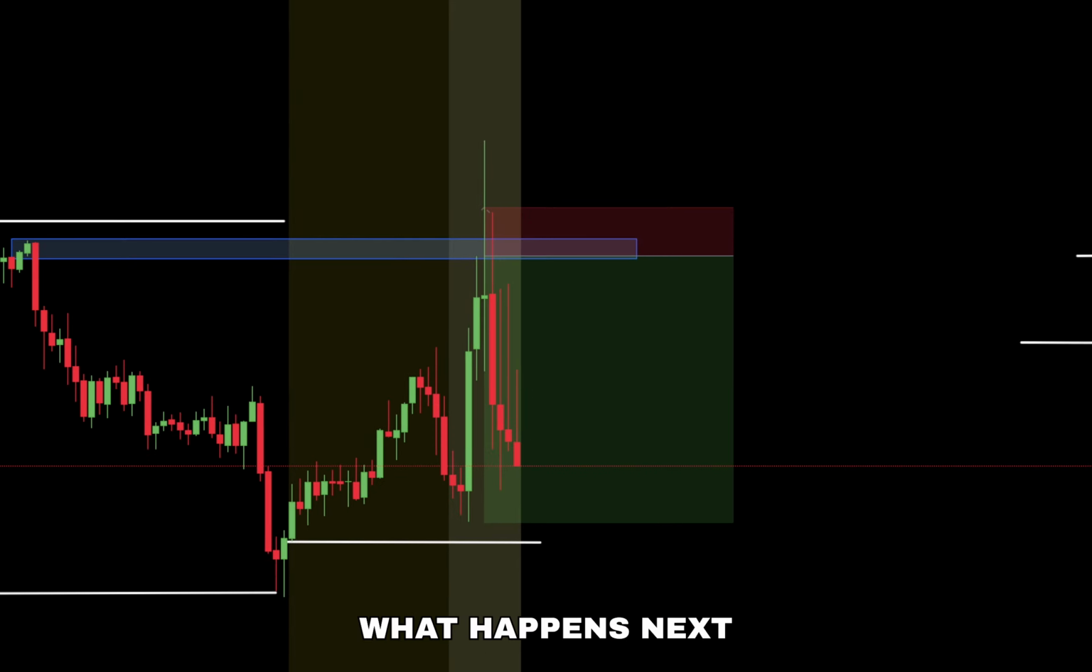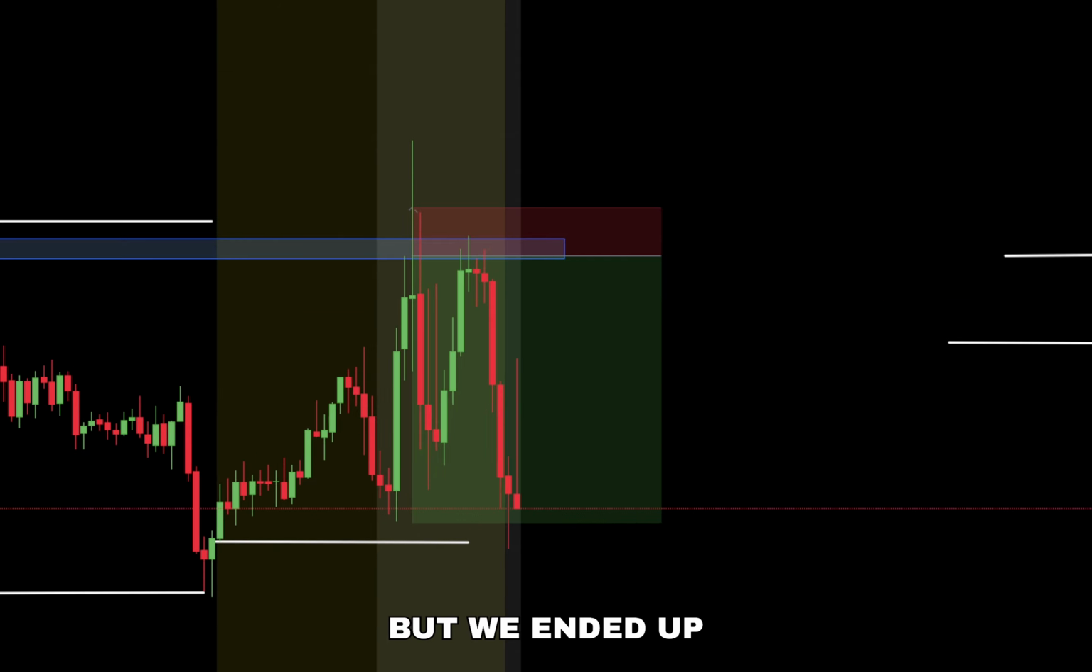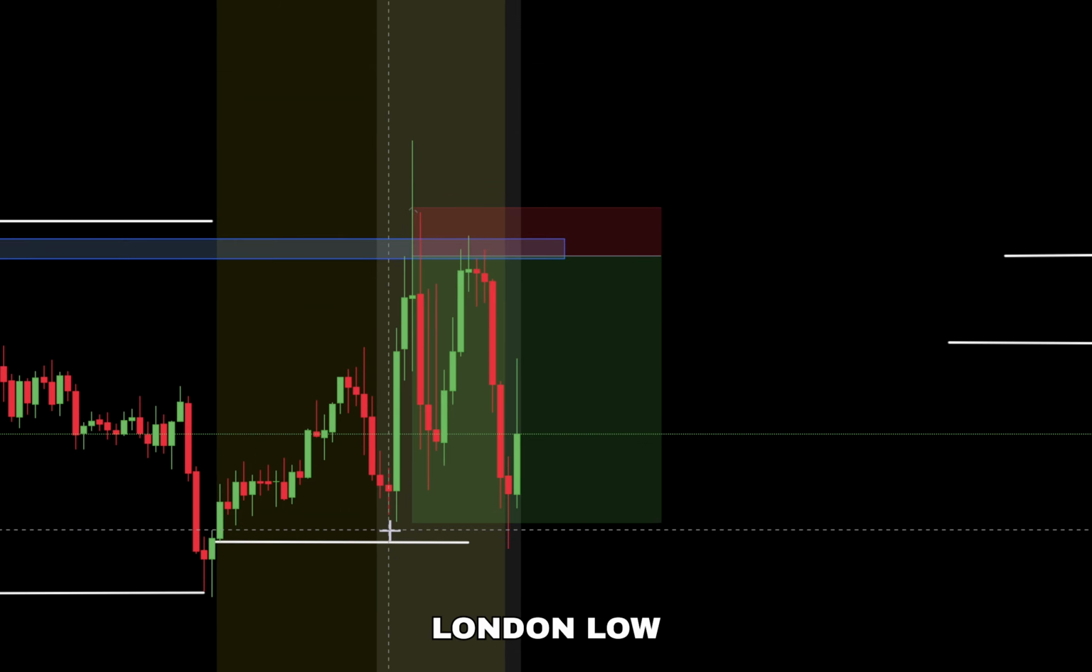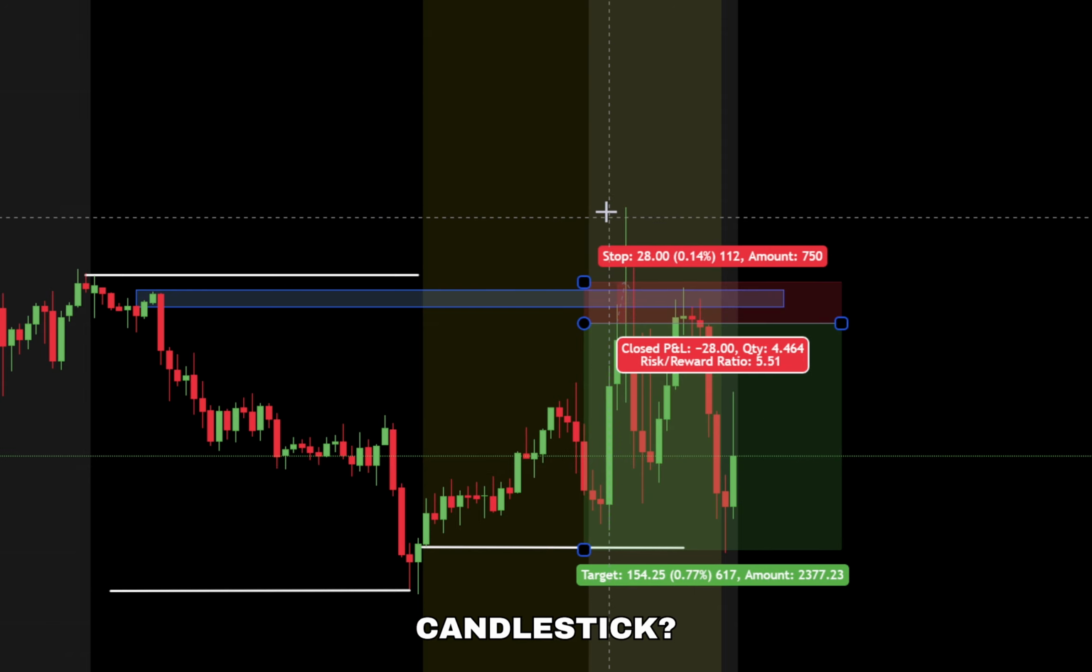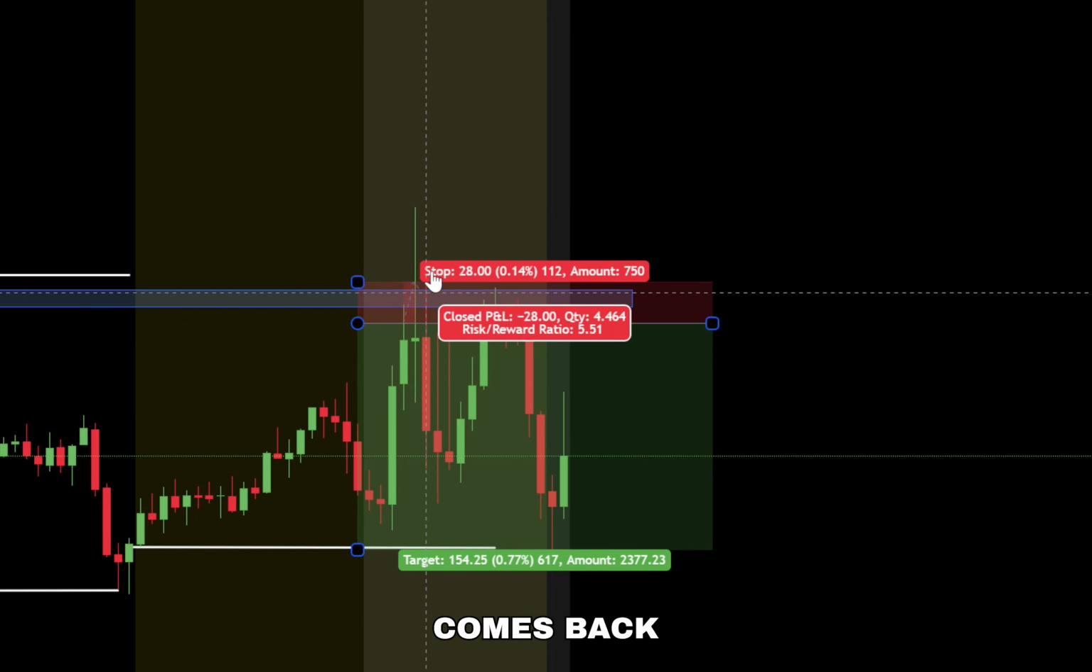And then what happens next? The trade did pull back, but we ended up taking out London low. Now you might also be asking, how come I didn't get in on this candlestick and then maybe this candlestick comes back and stops me out?